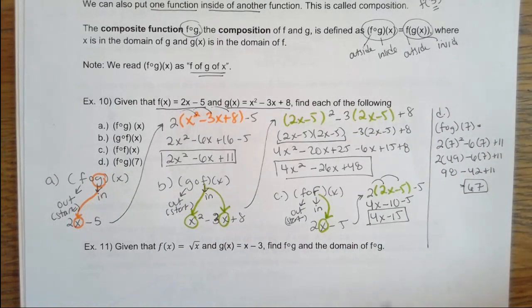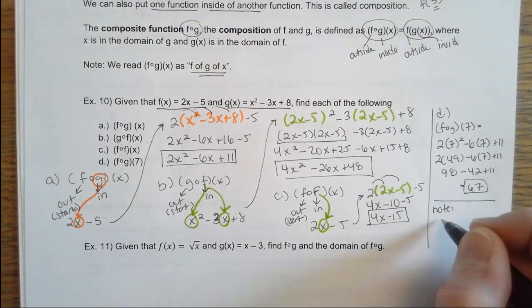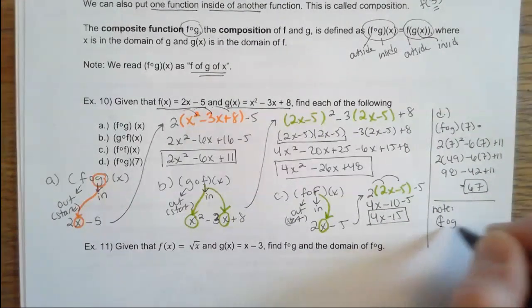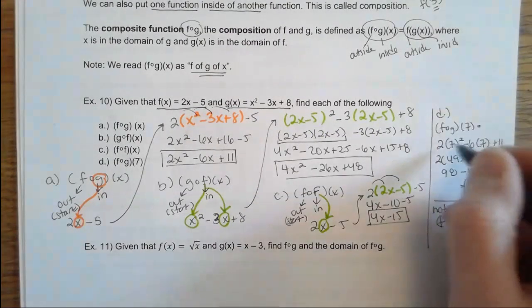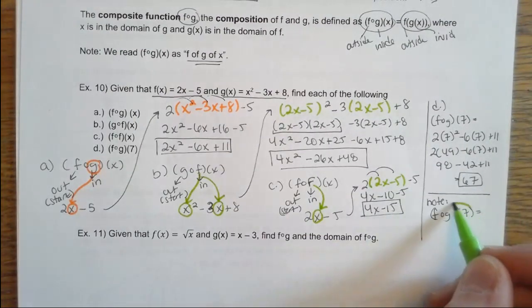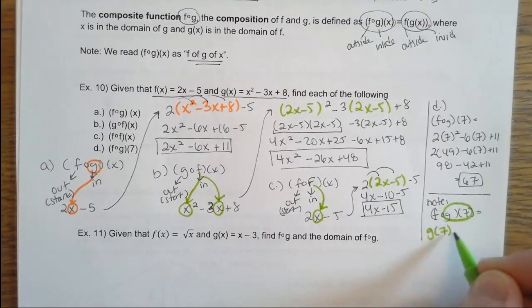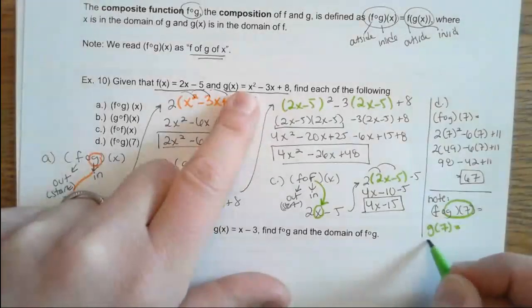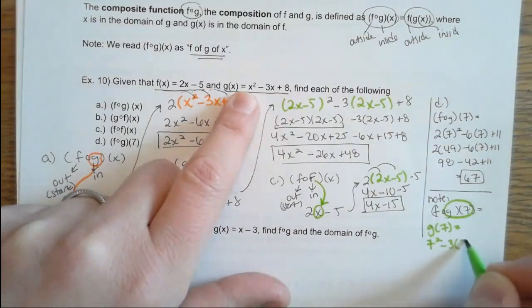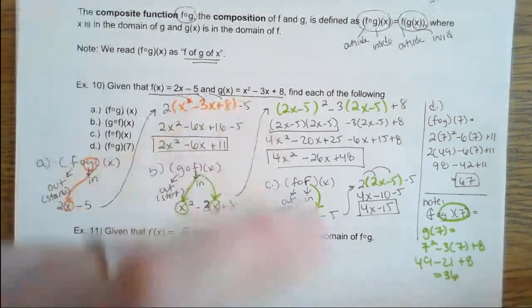Now, a little note here, which again, sometimes there's more than one way to do something. Another way to do f of g of 7, let's say you don't have the function already done, and you don't really want to do it. Well, what you can do is you can find it here, but do one step at a time. So you would do g of 7 first. So I would do 7 squared minus 3 times 7 plus 8. So 49 minus 21 plus 8, which is 36.